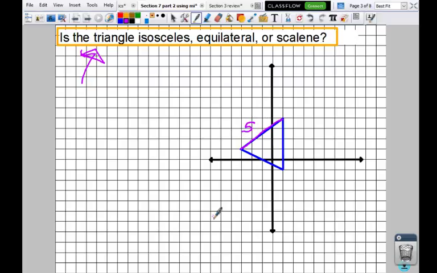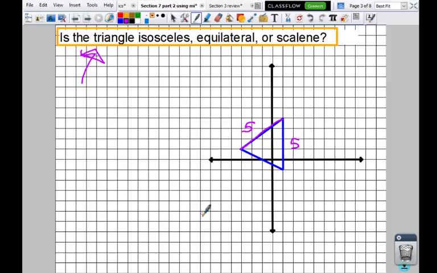All right. Anybody get something different? No. All right. How about this one over here on the right? 5.1. I got 5.1. You don't even need the distance formula. You can just count. 2, 3, 4, 5. 5.1. It's isosceles. I hate you. All right.